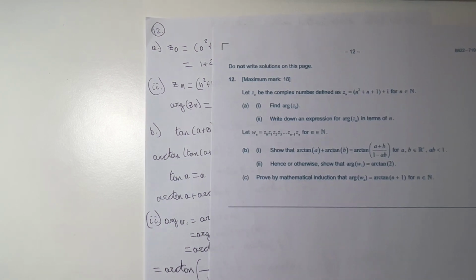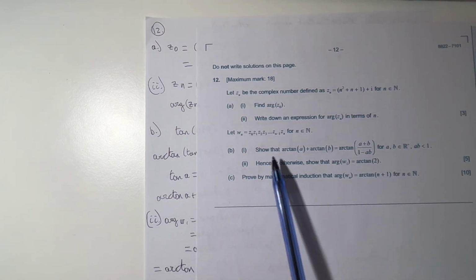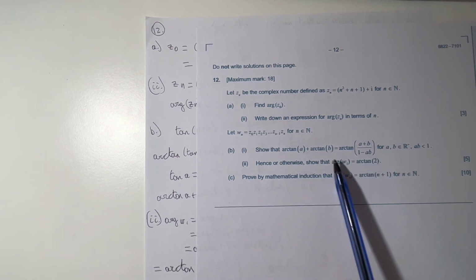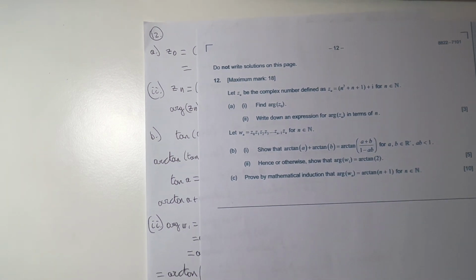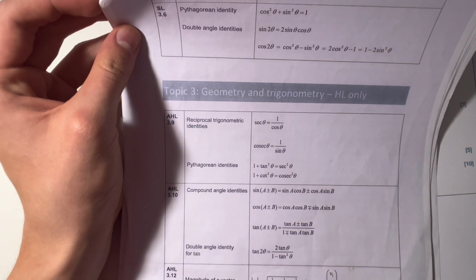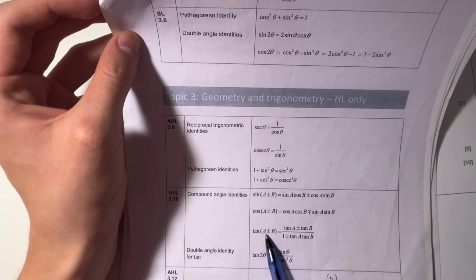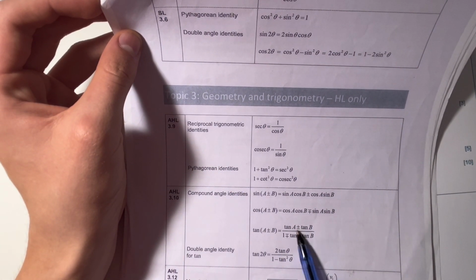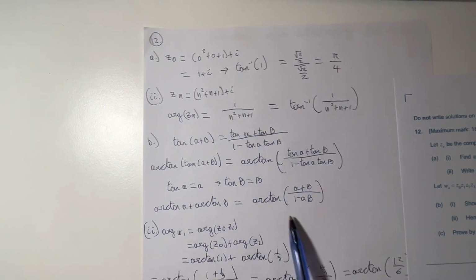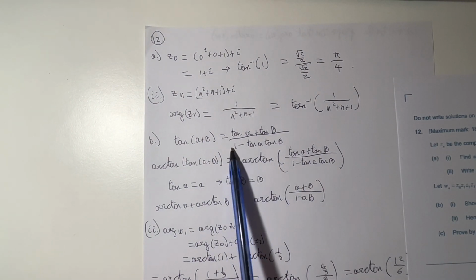Part B is a little bit more tricky, and they're asking us to show that arctan of A plus arctan of B is equal to arctan of (A plus B) divided by (1 minus AB). What we can do here is go to our formula booklet and use this formula right here. It goes as follows: tan of (A plus B) is equal to (tan A plus tan B) over (1 minus tan A tan B). That's exactly what I did here. I quickly wrote down this formula right here.